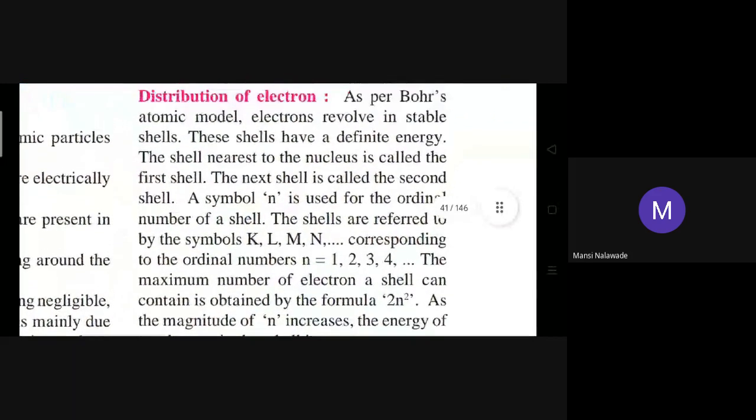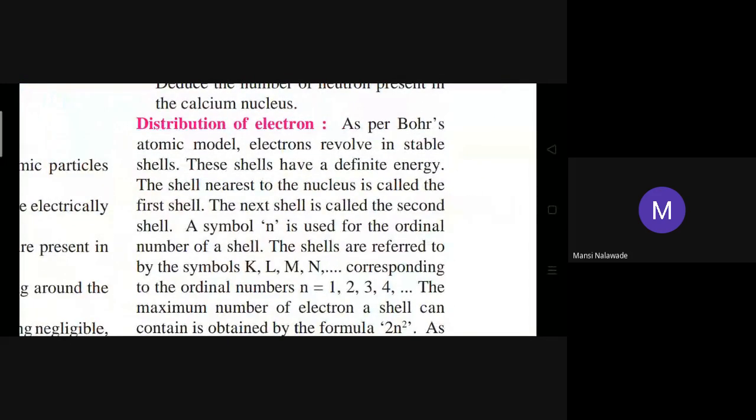Next topic is distribution of electrons. As we have learned about the shells, K shell, L shell, M shell, N shell, now how the electrons present in them are distributed, that is what we are going to learn. As per Bohr's atomic model, electrons revolve in stable shells.